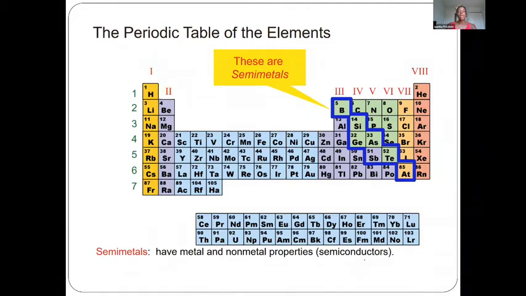And then the last main classification on our periodic tables is the semimetals. The semimetals have properties that are found in between both the metals and nonmetals, and in later chapters, we'll explore those elements more.